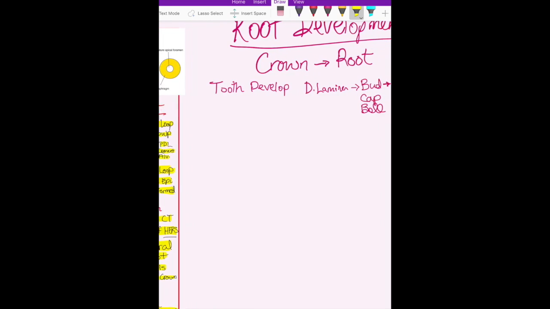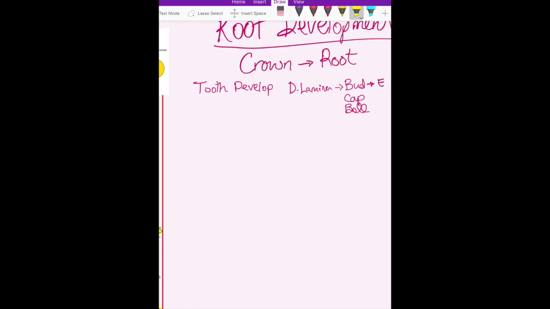We will start with how to form one root. We will talk about how to form multi-root, and then we'll talk about HERS and some anomalies. So let's talk about how to form one root, single root.